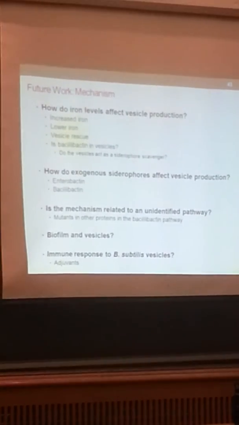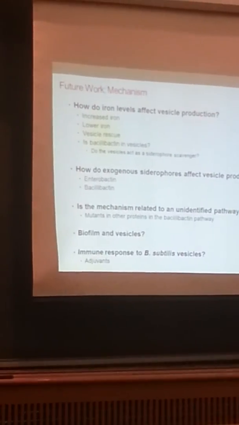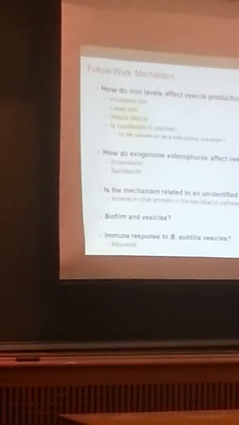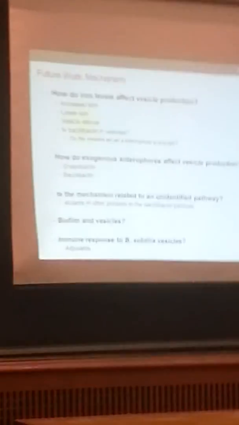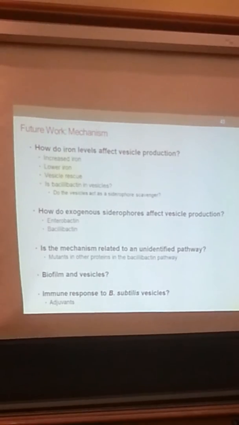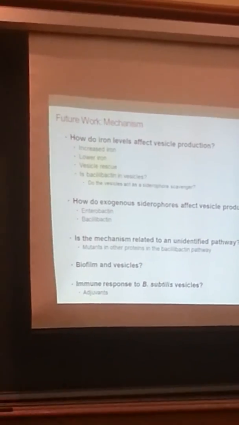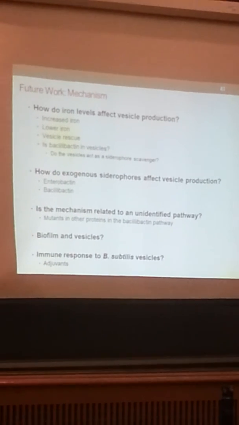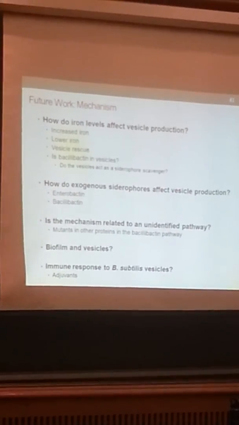Also, biofilm is studied very in-depth in Bacillus subtilis. So as you saw, vesicles are important for Pseudomonas biofilm, so I'd like to look more at what role these vesicles play in biofilm formation. And one thing that these subtilis vesicles could also be helpful for is seeing if they elicit an immune response, because maybe they could be used as an adjuvant for vaccines or for other vesicle vaccines if they are able to elicit this immune response.